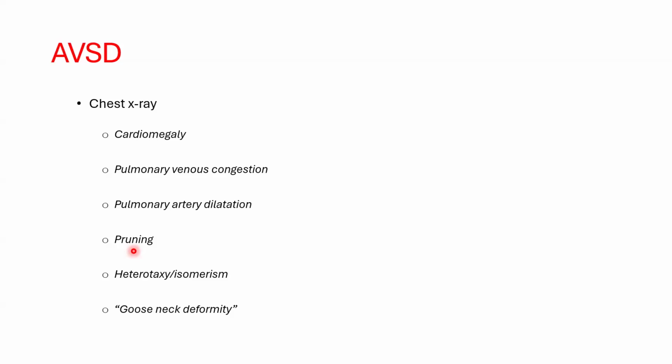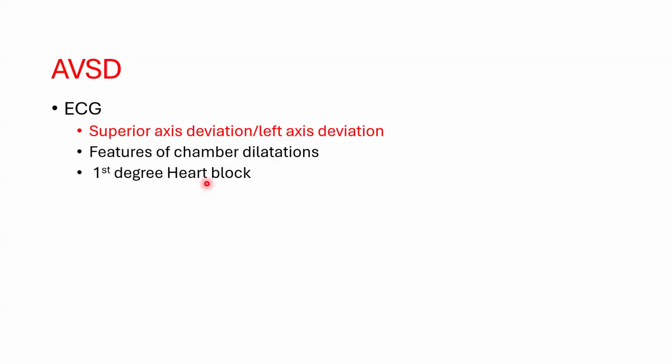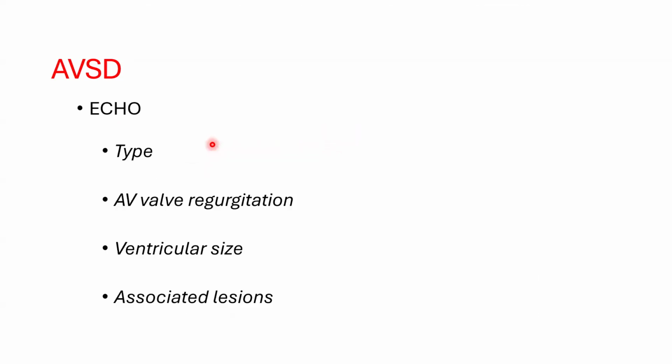So chest X-ray have severe features of pulmonary congestion, pruning, and the gooseneck deformities as well. Okay, so this would be a typical one where you have all the chambers dilated. ECG, superior axis deviation or left axis deviation. I know in adult cardiology, you tend to use left axis deviation. In pediatric cardiology, we would say superior axis deviation, but it's about the same thing. Okay, and then in addition, they may have varying degrees of heart block.